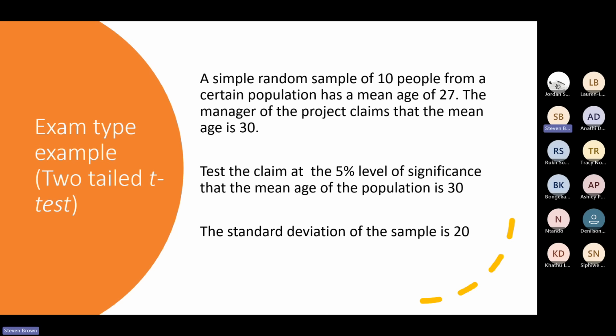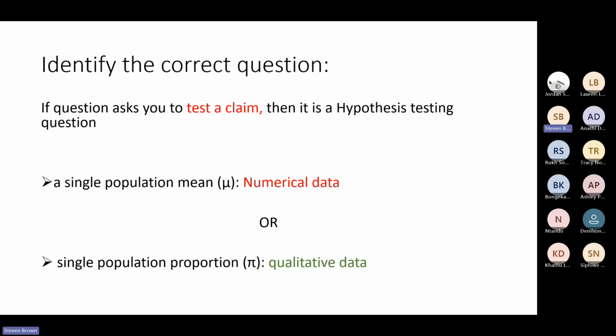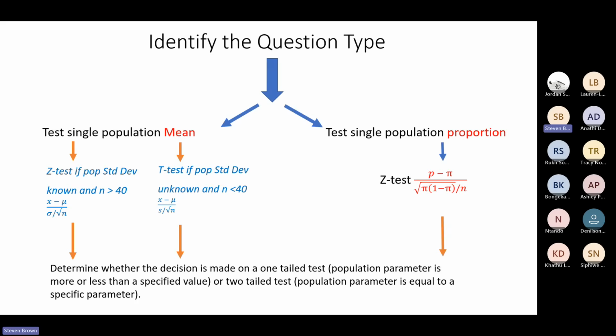So a sample random of 10 people from a certain population has a mean age of 27. The manager of the project claims that the mean age is 30. Right, immediately, class, there's a couple of things you do. You go back to my little flowchart thing here, and you say to yourself, okay, it's a numbers thing. Great, I go this side. If it's a proportion or a percentage, I go this side. It's not a percent. There's no percents there. This is numbers, so I go this side.